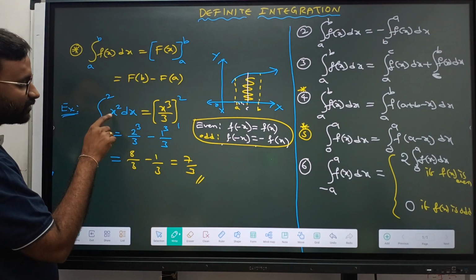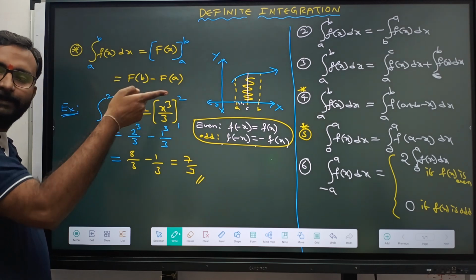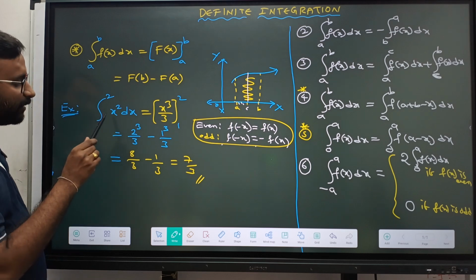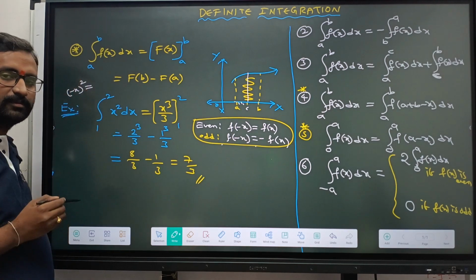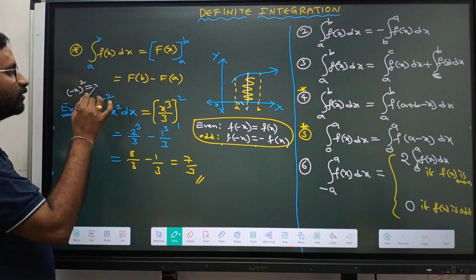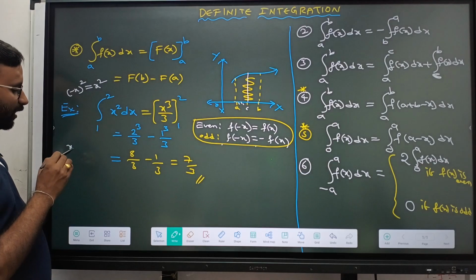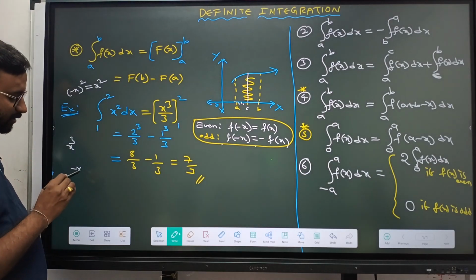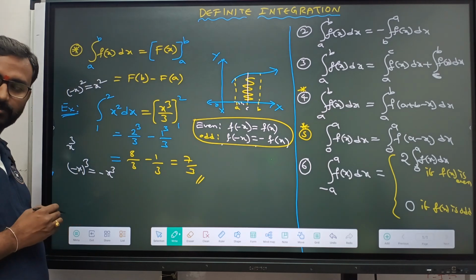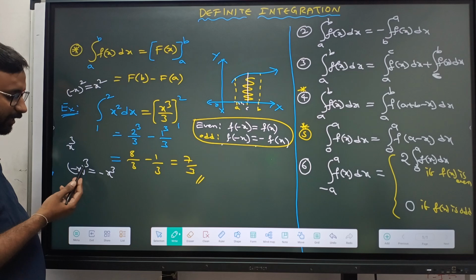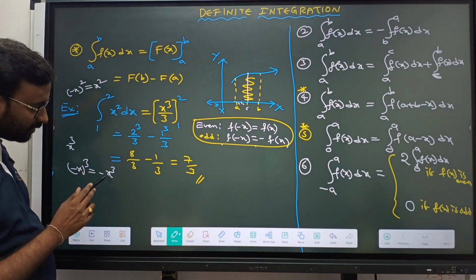Suppose you substitute minus x in place of x, what will it become? If you write minus x whole square, how much? x square, the same you are getting. This is an even function. Suppose take x cube, minus x whole cube, what will you get? Minus x cube, not x cube. Three times: minus into minus plus, plus into minus again minus. So minus x cube, which is nothing but an odd function.